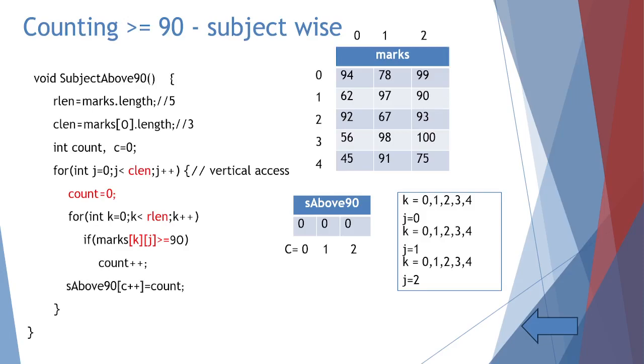So we are trying to save it in the S above 90 array. We are populating it by using the C variable. C is initially 0 and then C++ is postfix. So the first time it stores 2. Next time there are 3 students who got above 90, so 3, and then the last one is 4. So in this method, we are accessing the array vertically and counting how many students got above or equivalent to 90.